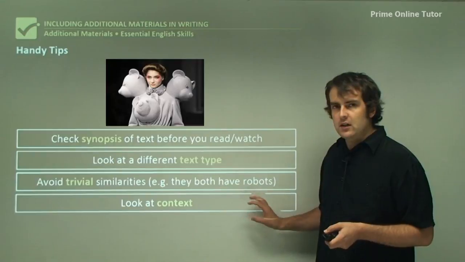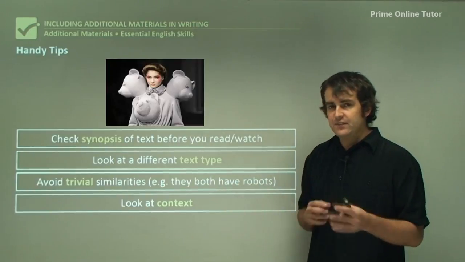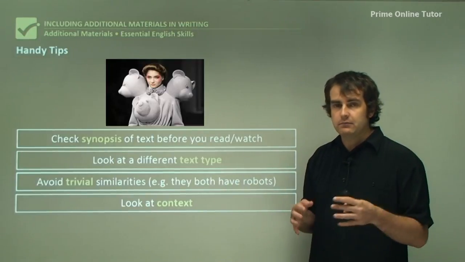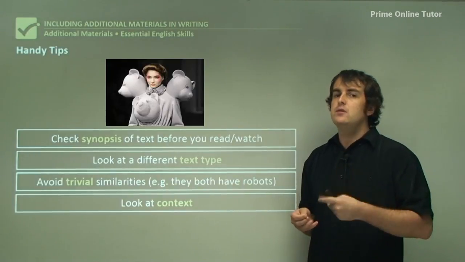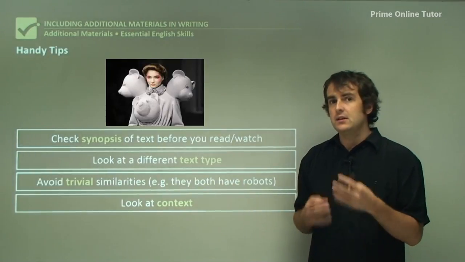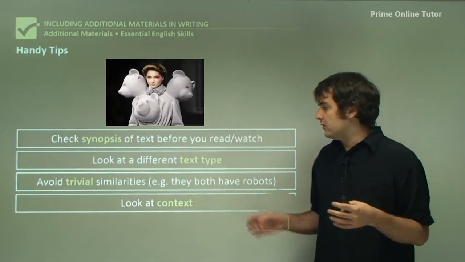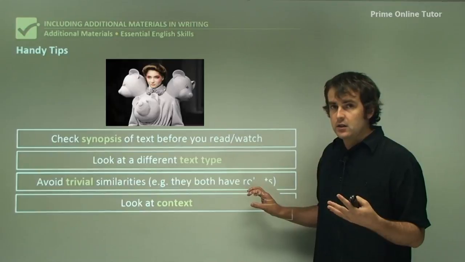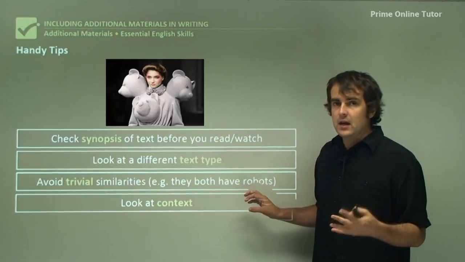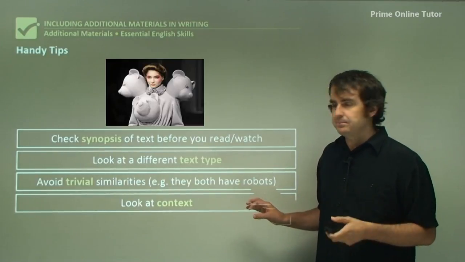And finally, look at their context. If they're set in entirely different times, great, use it, because they're going to come up with two different sets of ideas and two different ways of representing the same idea. So in terms of that example we used for Blade Runner and Frankenstein, they both have the same idea, and yet they're both represented differently.